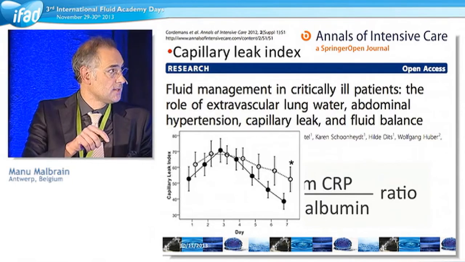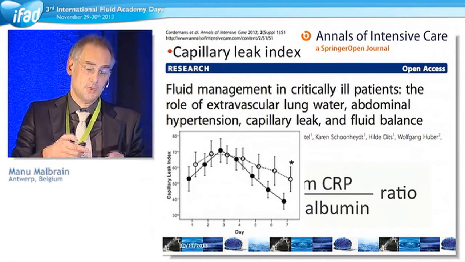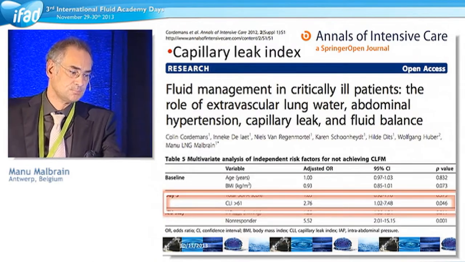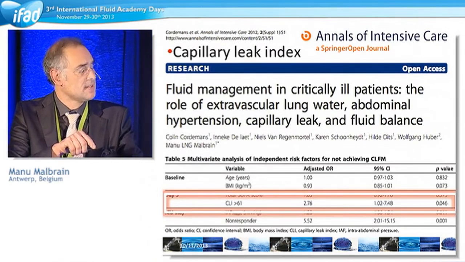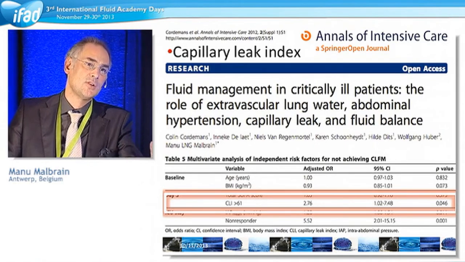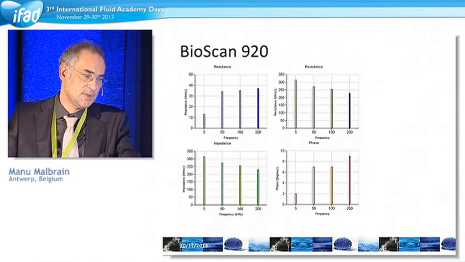And we found that this ratio is highest at day 3 and is increased in non-survivors. Capillary leak index above 60 was an independent predictor for not achieving a conservative late fluid management. So if you're leaking, you're rather keeping your fluids on board.